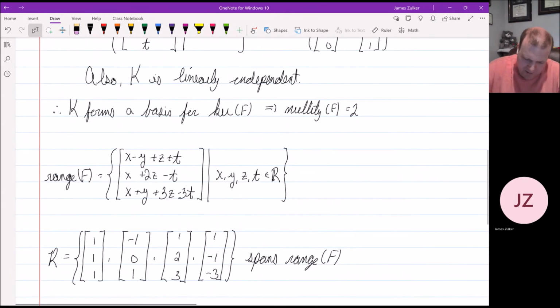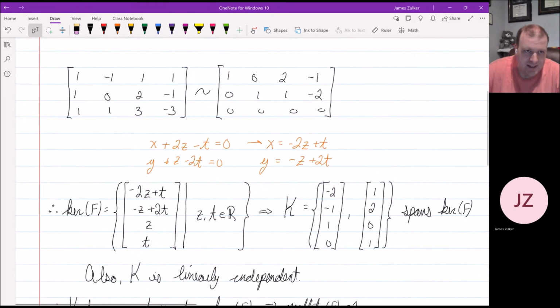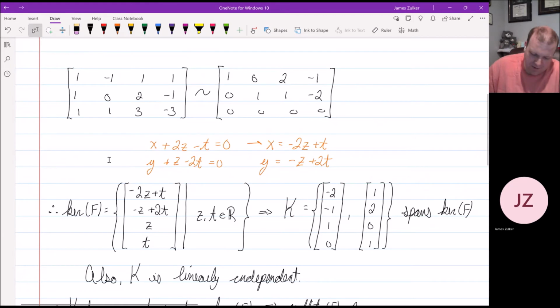But if we take a look at the matrix we just row reduced, don't you see that the columns of the matrix, of course, are the vectors in R. So leading ones, column 1, column 2, which means that those 2 vectors would be linearly independent.